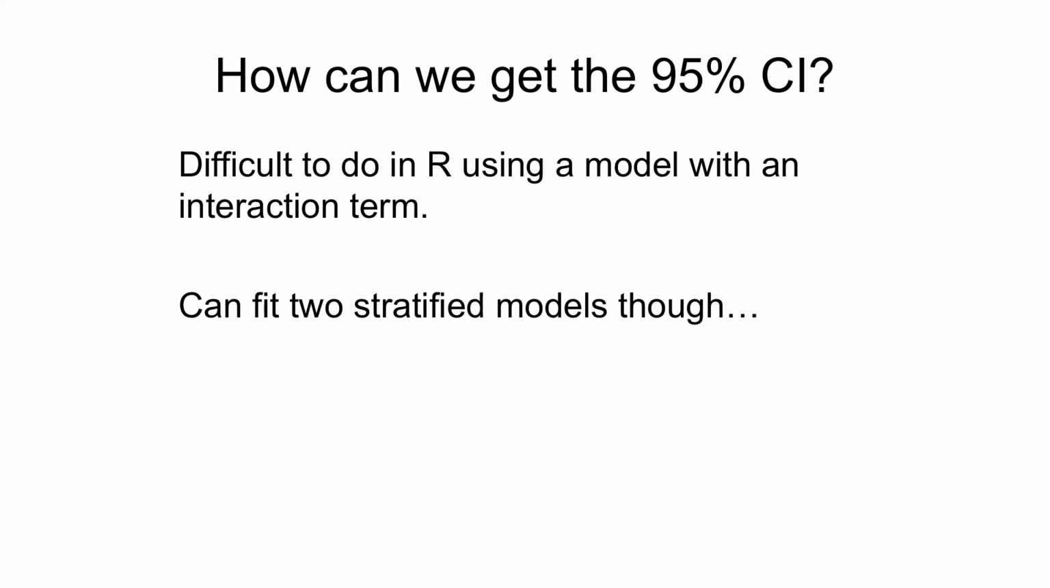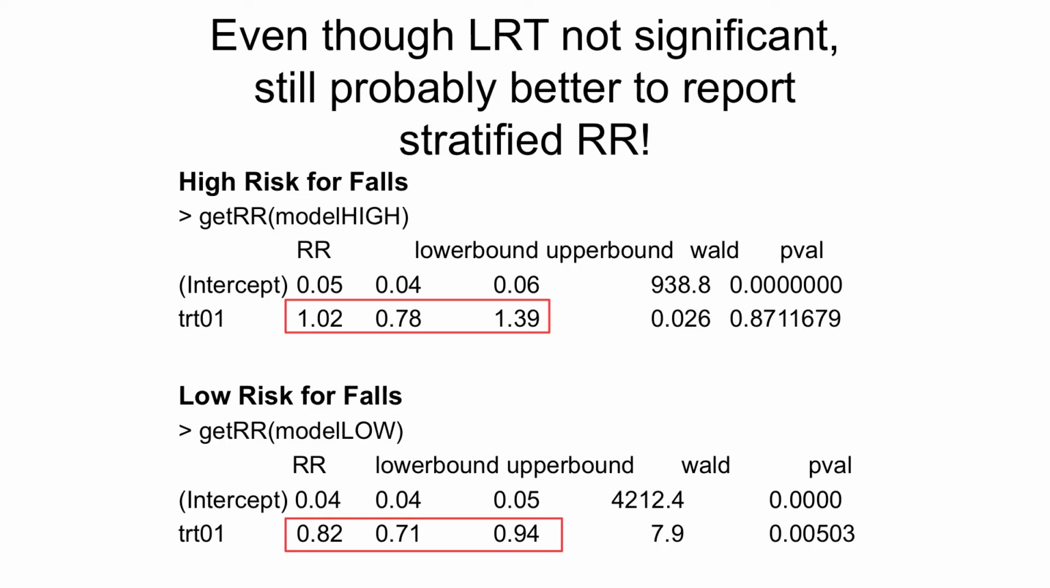How can we get the 95% confidence intervals for the rate ratios? As with logistic regression, this is difficult to do in R when we use an interaction term. But we can fit two stratified models, one for each level of baseline risk. This gives us the estimate of the rate ratio and the 95% confidence intervals for the two groups. Again, we can see that the stratified rate ratios are actually quite different.